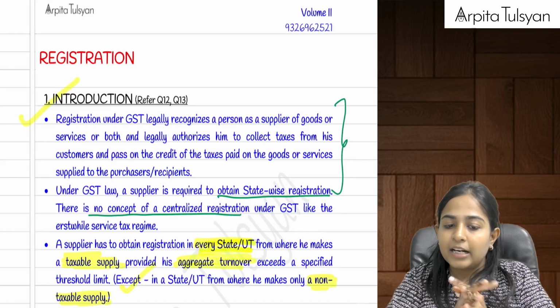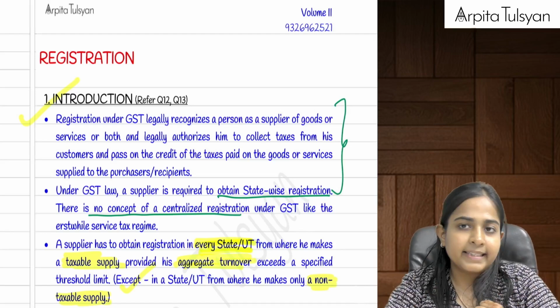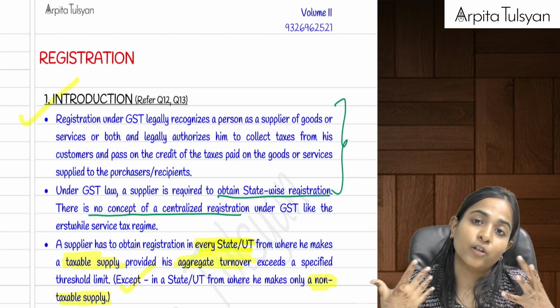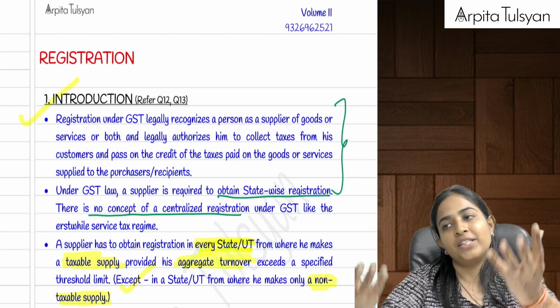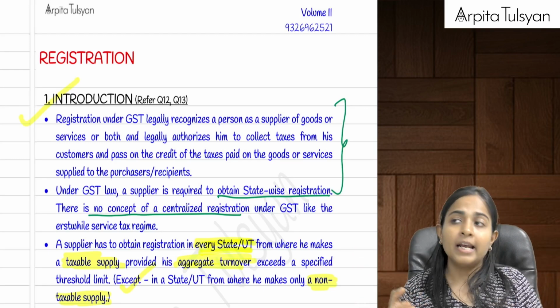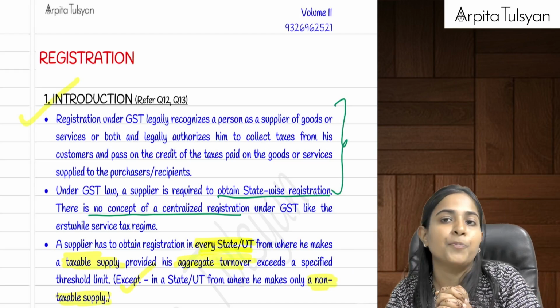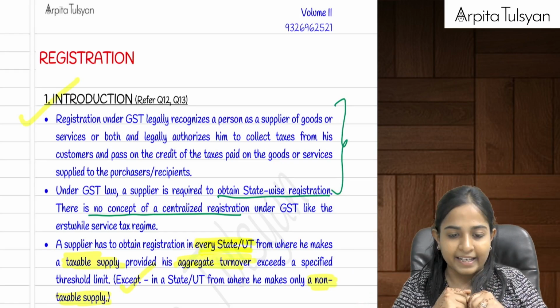Chalo, let's start with the revision of this registration thing. First thing that we studied here was the basic introduction. First of all, what was the benefit of getting yourself registered? That you can issue tax invoices, you can start collecting taxes from any other person, and whatever are your inward supplies, whatever are your purchases, on such purchases, you can avail the input tax credit subject to the input tax credit provisions.